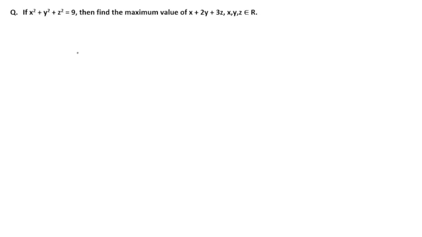Hi everyone, let's solve this question in inequalities. We are given that if x square plus y square plus z square is equal to 9, then we have to find the maximum value of x plus 2y plus 3z. All of x, y, z belong to the real number set.